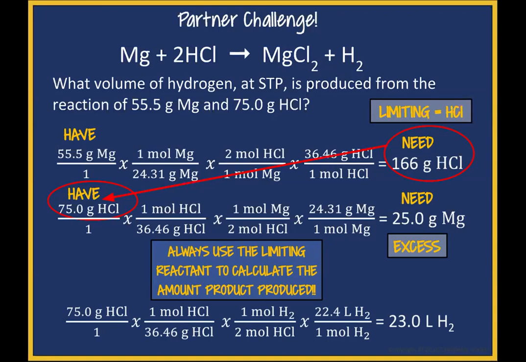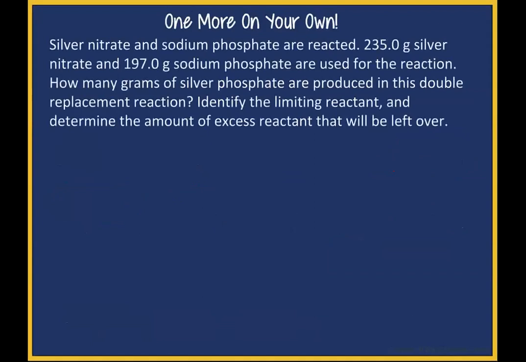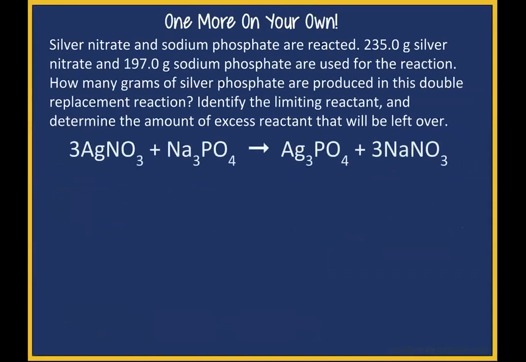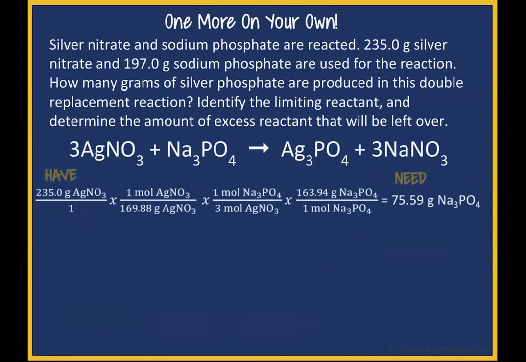Okay, the next one is really complicated, so stick with me. Silver nitrate and sodium phosphate are reacted. 235 grams of silver nitrate and 179 grams of sodium phosphate are used for the reaction. How many grams of silver phosphate are produced in this double replacement reaction? Identify the limiting reactant and determine the amount of excess reactant that would be left over.